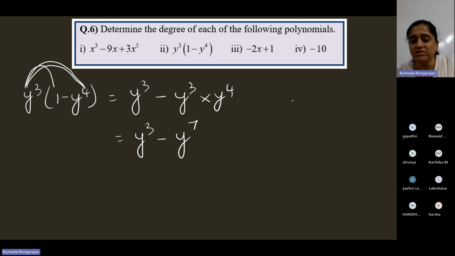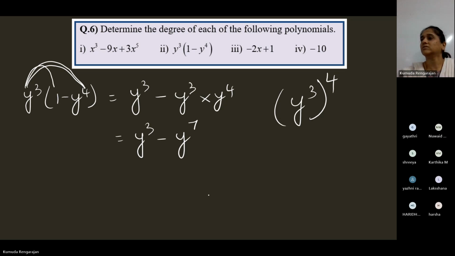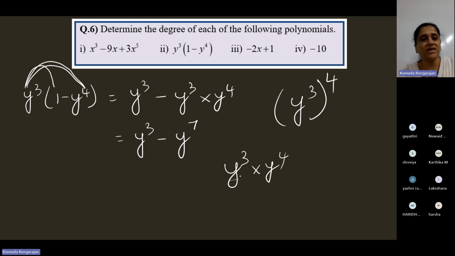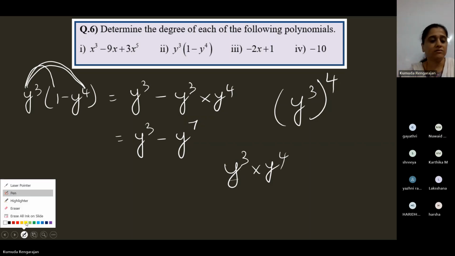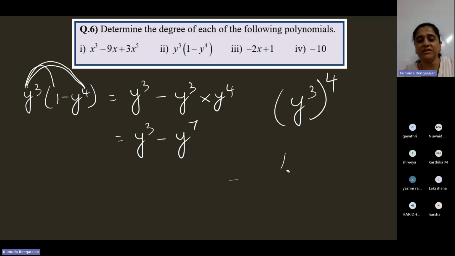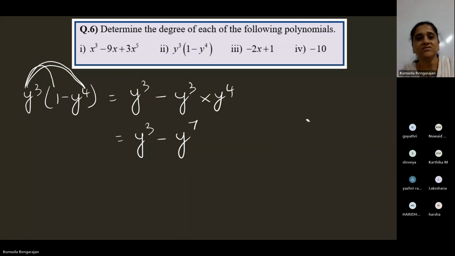When do you multiply the powers? If it is y cubed, the whole power 4, then we multiply the powers, 3 fours are 12. Here it is y cubed into y to the power 4, so bases are same and it's multiplication, add the powers. y to the power 7. So for the second one, the degree is 7. Third one, 1. And the fourth one is a constant, so its degree is 0.